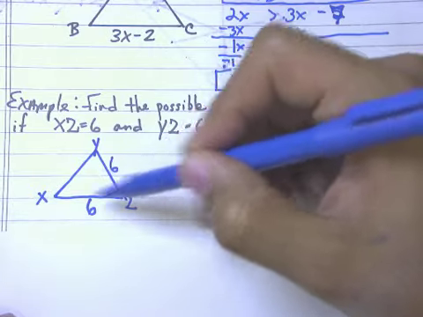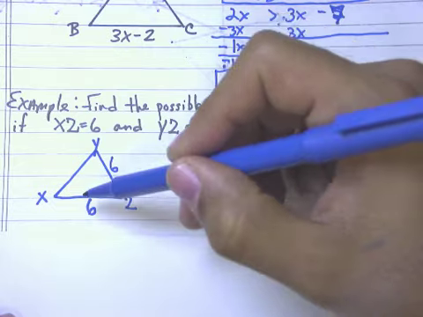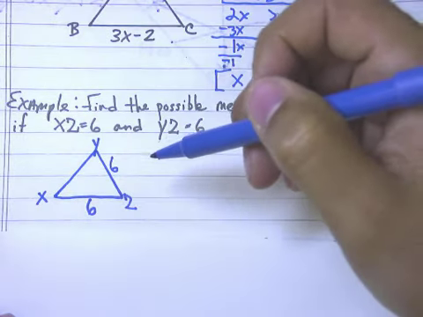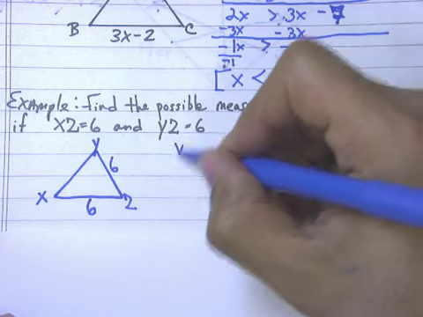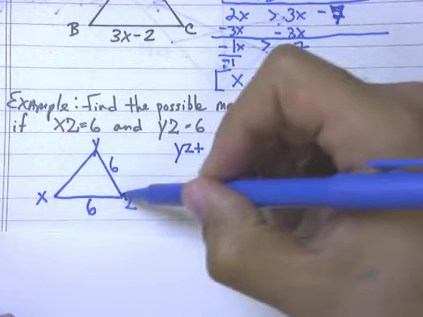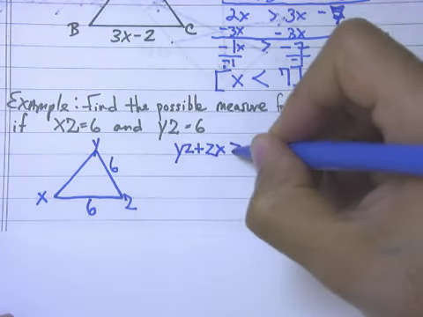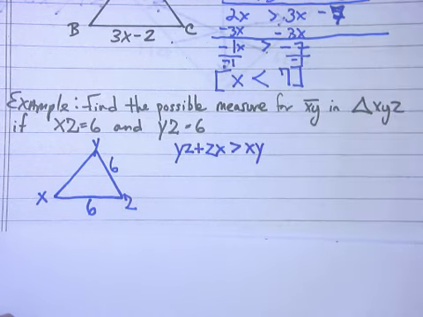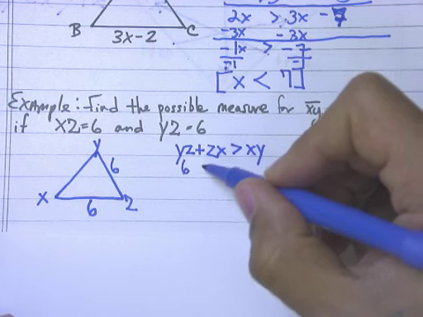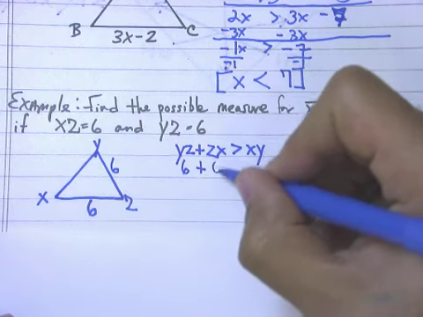And they want us to find the possible measures of what? Of xy. Well, according to the inequality rule, I know that if I add yz and zx together, they have to be greater than what? These two sides together have to be greater than which side? If you guessed xy, then you're correct. So my inequality would look like this. Yz, here's segment yz, plus segment zx has to be greater than just xy.